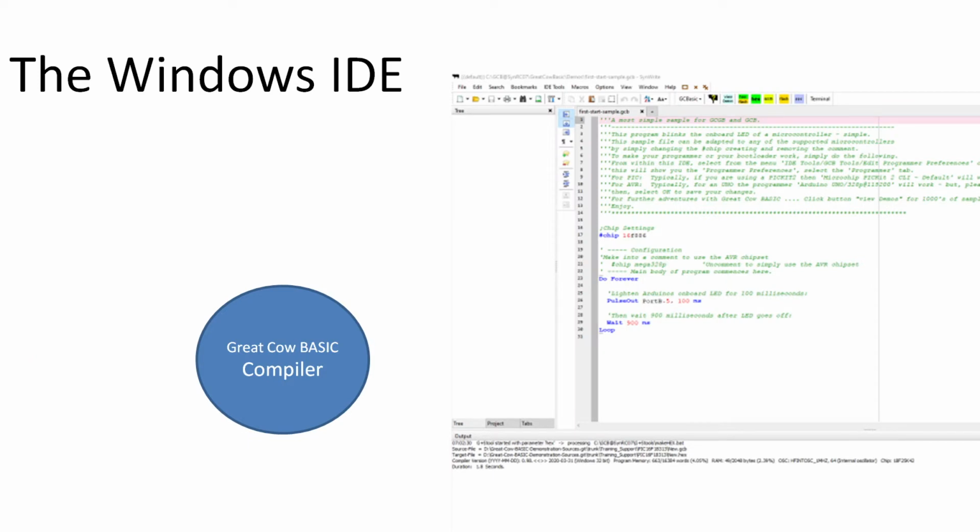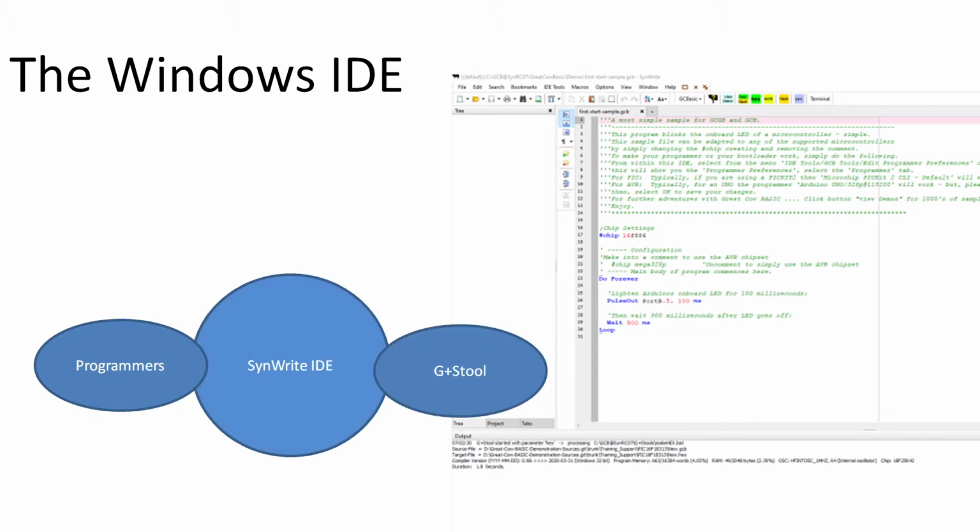Well, this week I've been using the Windows IDE. It looks like this. It's a simple compiler at the bottom with an IDE put on the top. We have programmers. I'll be showing a whole list of programmers shortly. And we have an IDE that is based upon the SynWrite executable, and it's been adapted through GCB+Tool to control programming events and other reports.